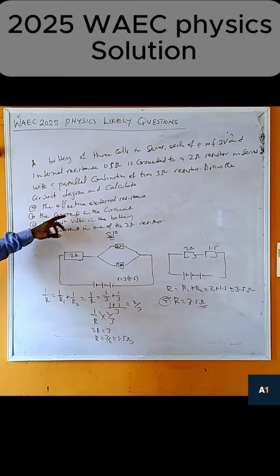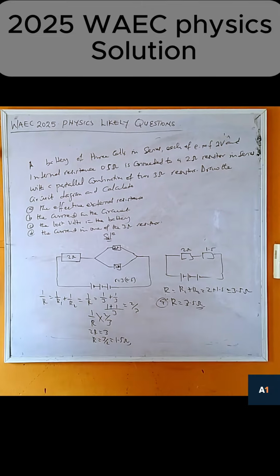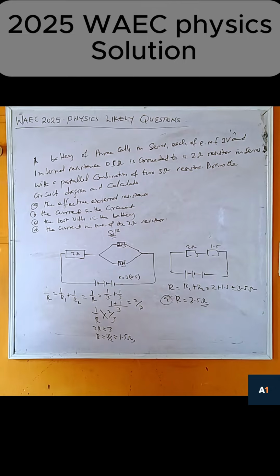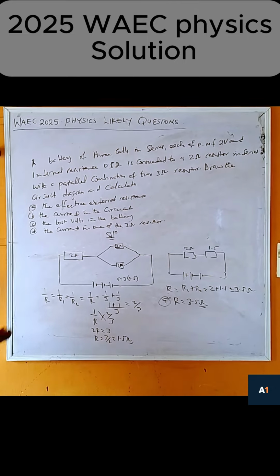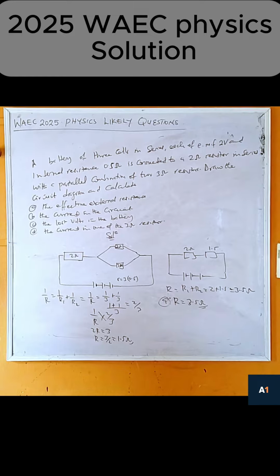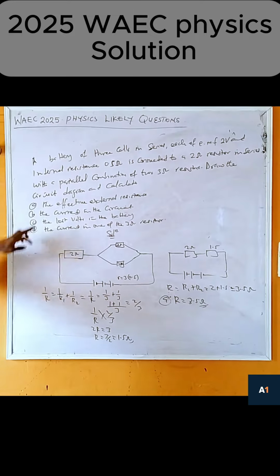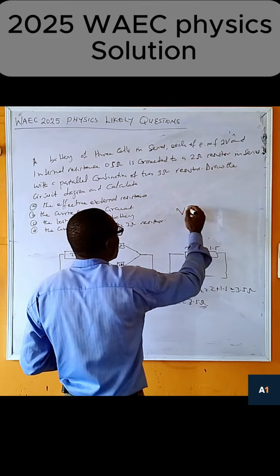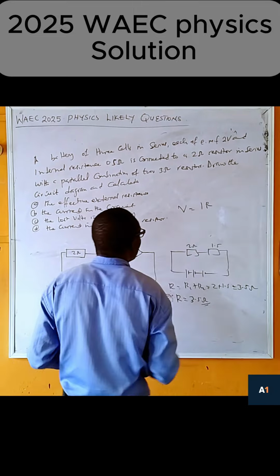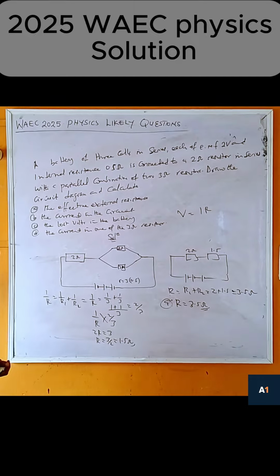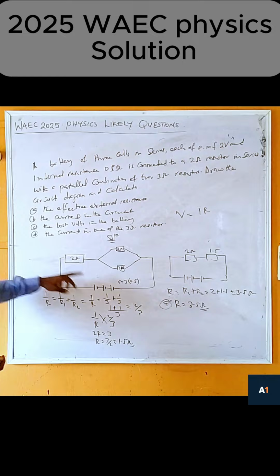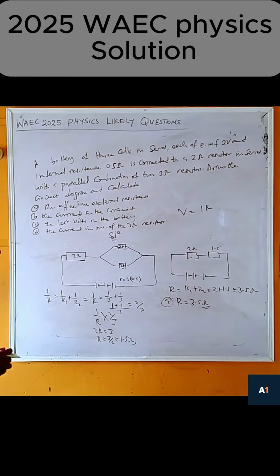So they now say the current in the circuit. What is the current in the circuit? So what you have to do is this. We need to find the current by saying that V is equal to I R. And because we have what is known as internal resistance, we need to find with the internal resistance.